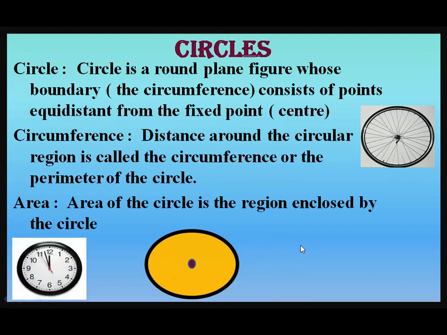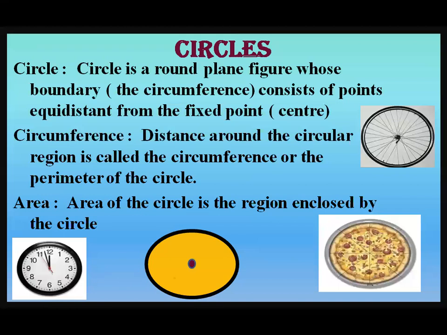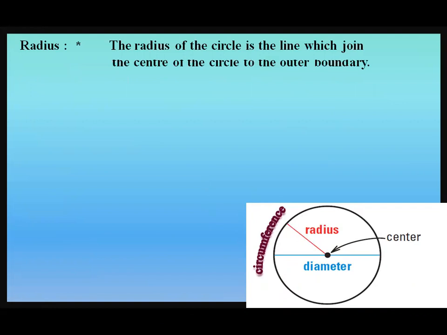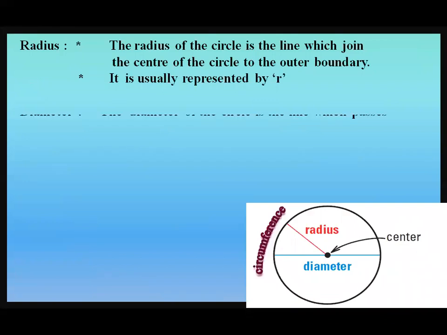In everyday life, we can see the pizza that we eat and the clock that we see are circular in shape. So what are the other parts of a circle? As we know, the circle is drawn with the center and the circumference is equidistant from the center. The distance between the center and the circumference is called the radius. The radius of the circle is the line which joins the center of the circle to the outer boundary. It is usually represented by r.